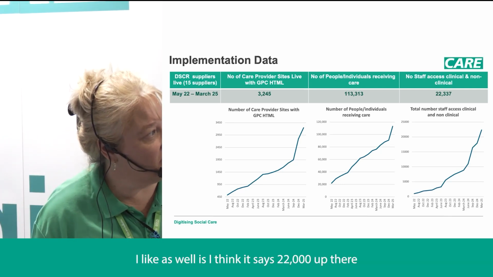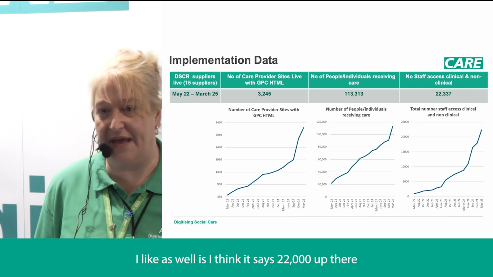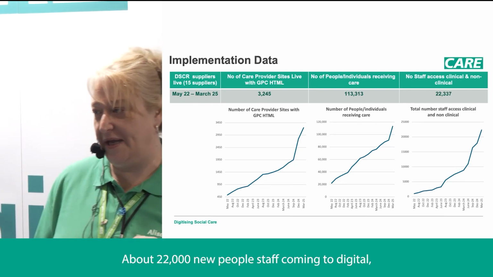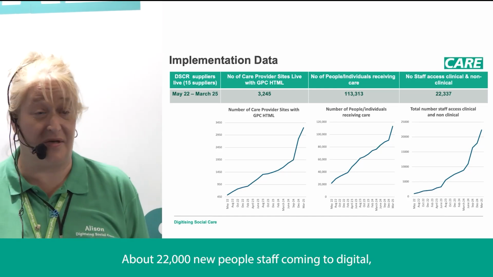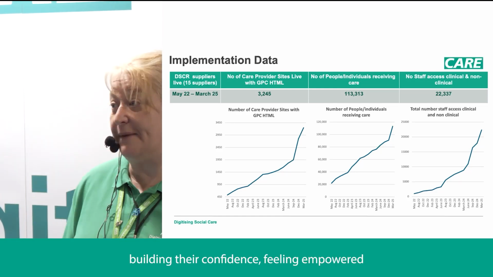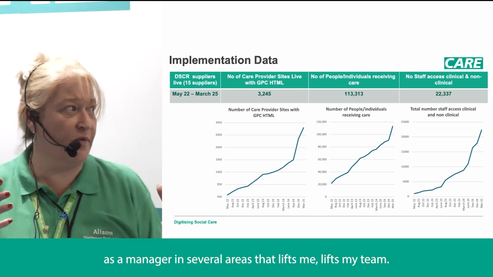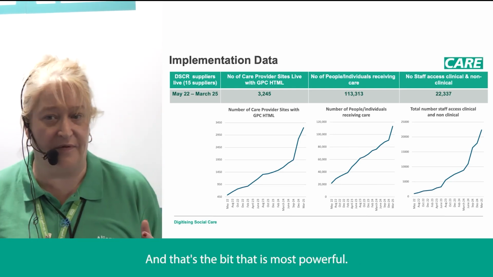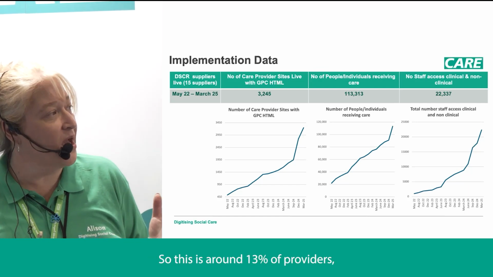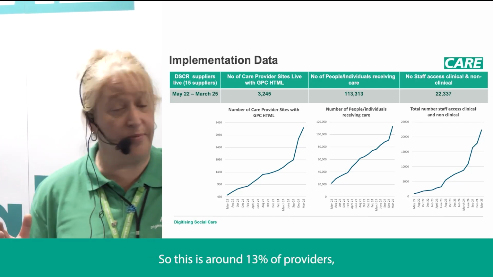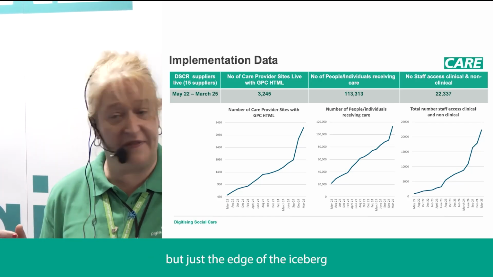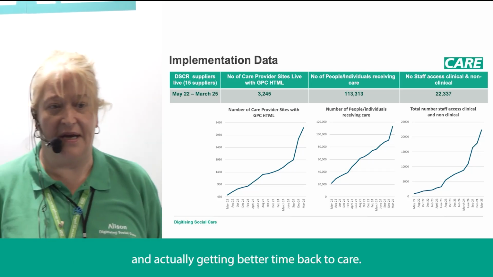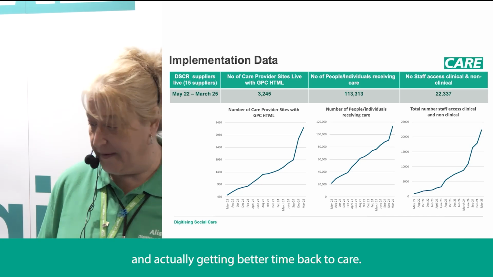The bit about this slide I like as well is I think it says 22,000 up there, because I haven't got my glasses on at the minute, but 22,000 new people, staff, coming to digital, building their confidence, feeling empowered. As a manager in several areas, that lifts me, lifts my team, and that's the bit that's most powerful. And we all know people know numbers. So this is around 13% of providers, but just the edge of the iceberg for how many new staff we can get on board, get them empowered, and actually getting better time back to care.